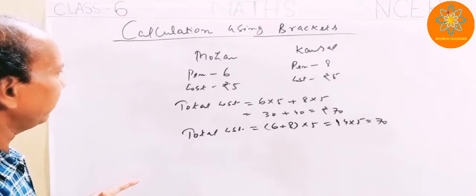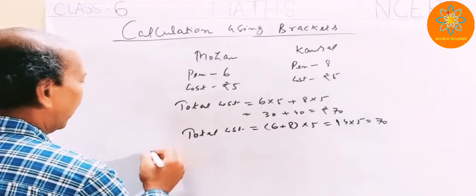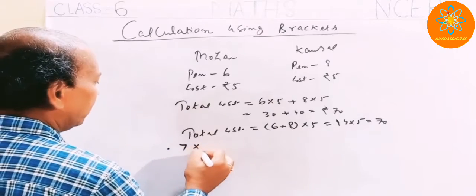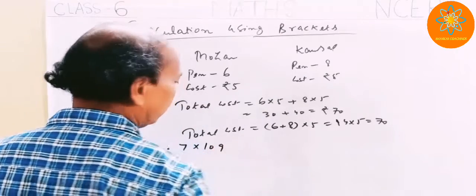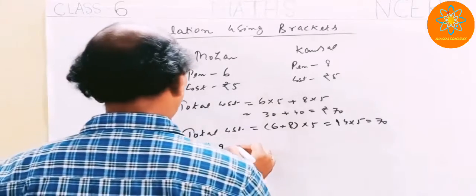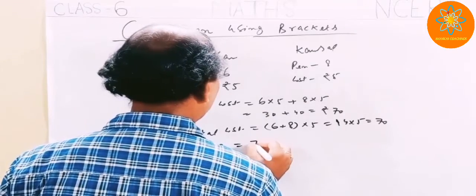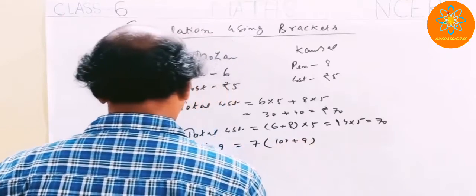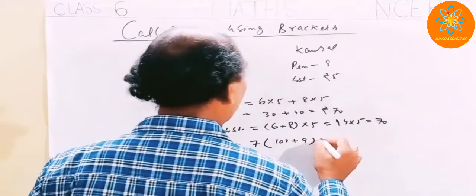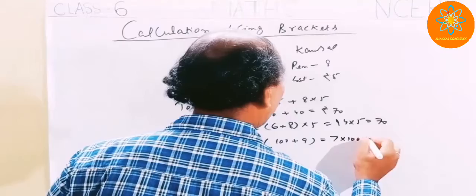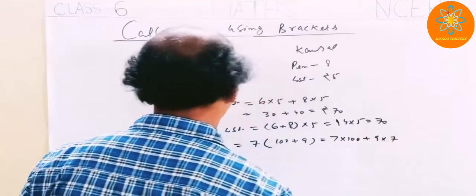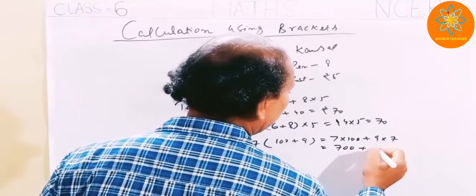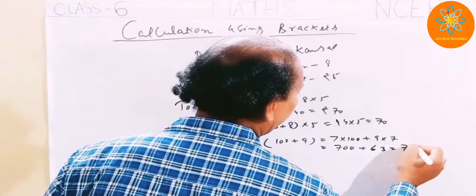We can use brackets in another way also. Suppose we want to calculate 7 into 109. We use a bracket here. This is nothing but 7 into (100 plus 9), which is equal to 7 into 100 plus 9 into 7. So this is 700 plus 63, which is 763.